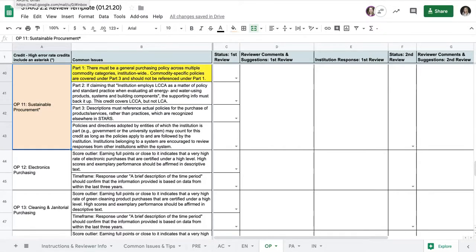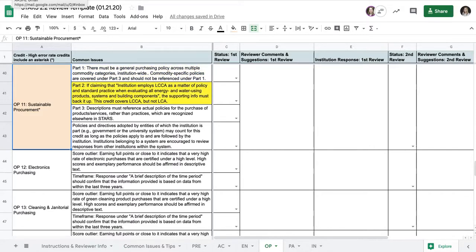Like I mentioned, Part 1 is all about institution-wide policies that can be applied to multiple commodity categories. Examples include a stated preference for recycled products, an intent to support disadvantaged businesses, or a vendor code of conduct that sets social and environmental standards. In this and all sections, standards must go above and beyond federal mandates. For example, a non-discrimination standard for selecting suppliers is probably not sufficient since most countries have anti-discrimination laws in place. The main issue we flag in this section is claiming commodity-specific policies, which are already covered under Part 3 and should not be referenced under Part 1.